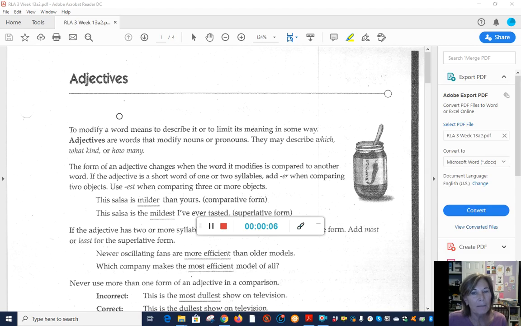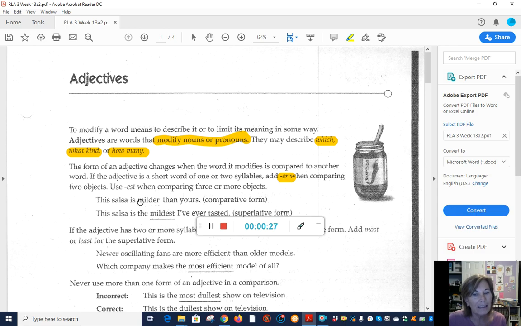The first part is about adjectives. Adjectives modify nouns and pronouns, and they tell which, what kind, how many. If you are comparing two things and it's a short word, then you add ER.